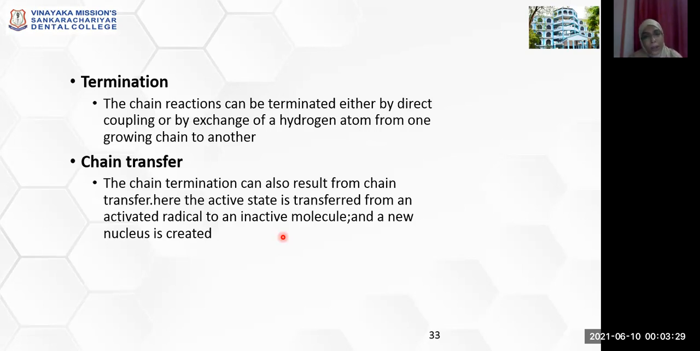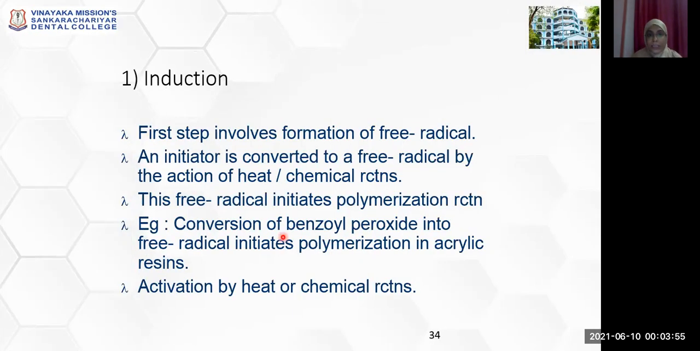Or sometimes the chain termination will occur by means of chain transfer. The active state of a chain gets transferred to some inactive molecule, and this chain stops, whereas that inactive site which was already there becomes an active nucleus. We will see the pictorial representation of these four stages now in the coming slides.